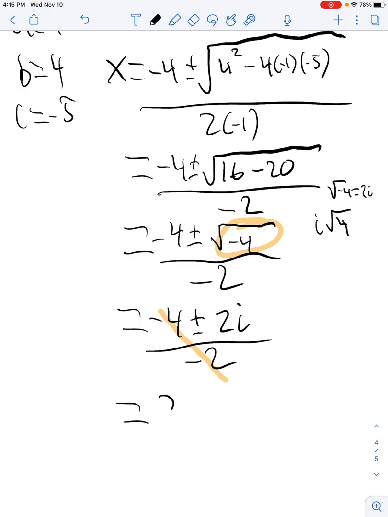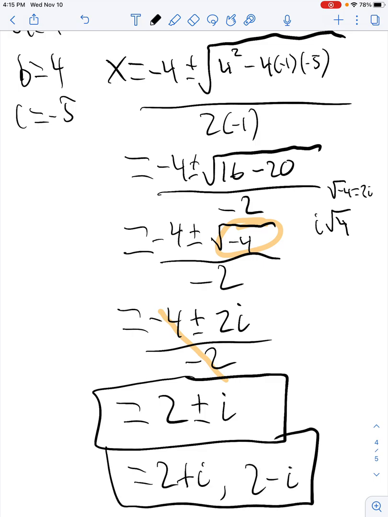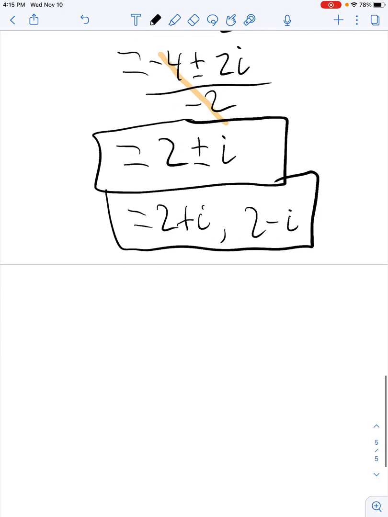And I'm just going to simplify. Okay, I see that negative 4 divided by negative 2 can be reduced to a 2. And then plus or minus, okay, that's going to stay the same, but 2 divided by 2 is going to cancel out. So I'm going to be left with 2 plus or minus i. I'm fine if you write it like that. I'd also be fine if you did 2 plus i, 2 minus i. Two different ways to write the same answer. So again, quadratics always have two solutions, even if they are imaginary.